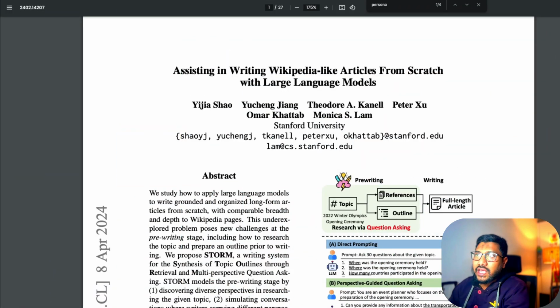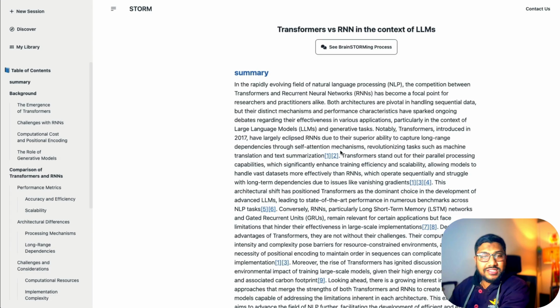So the tool, the way it looks is this. I asked the tool to create an article with the title Transformers versus RNN in the context of LLMs. For those who are not familiar with deep learning, Transformer is an architecture which has been quite widely used in large language models, like GPT-4, GPT-3, GPT-2, GPT-1. And RNN, which stands for Recurrent Neural Network, was quite popular before Transformers took over. So I just wanted to create an article.